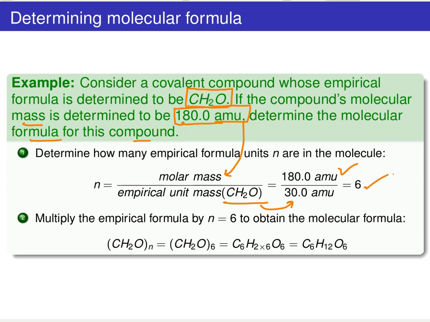Okay, so that means there are 6 of these CH2O empirical units in the actual molecule. So we're going to plug into our formula, n. We know n is equal to 6, so we have 6 of these CH2O groups. So 6 multiplies each one, and we're going to end up with C6, H2 times 6, or 12, O6, which gives us our final molecular formula.